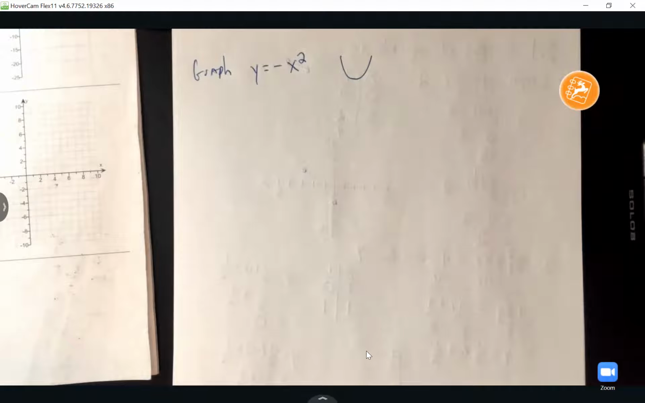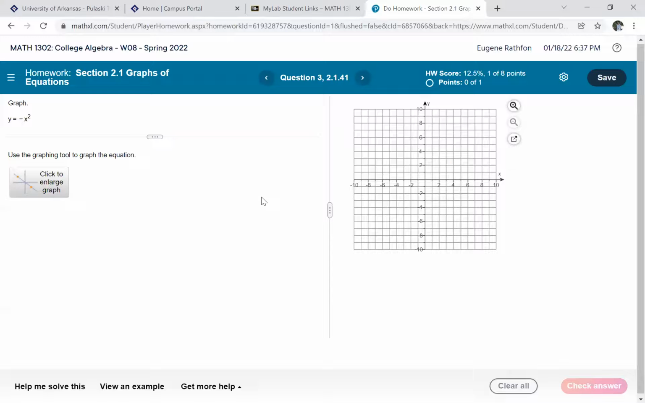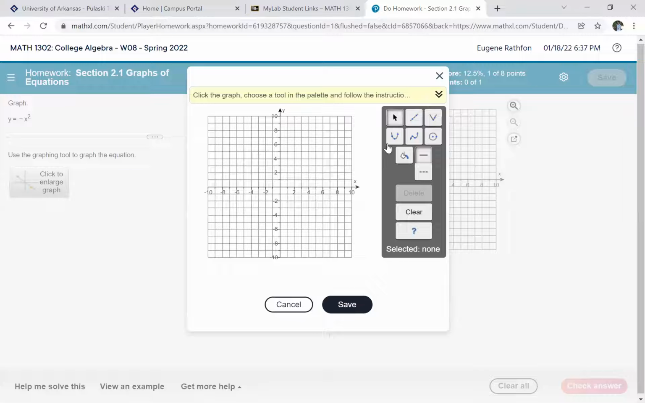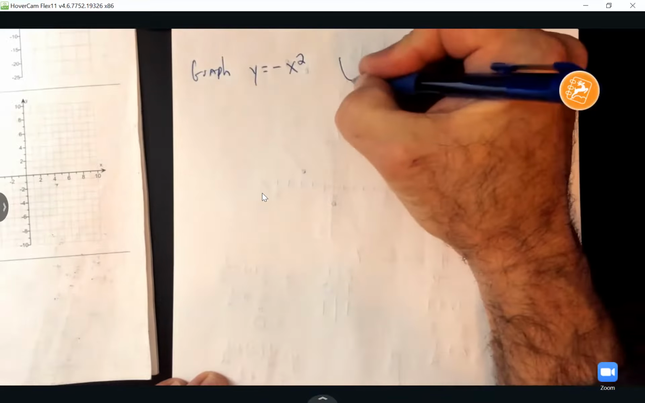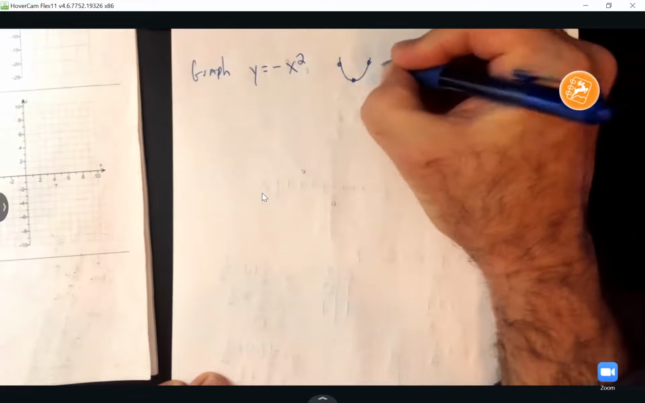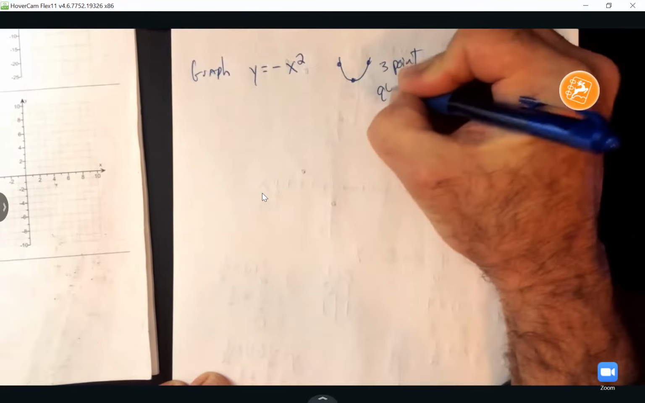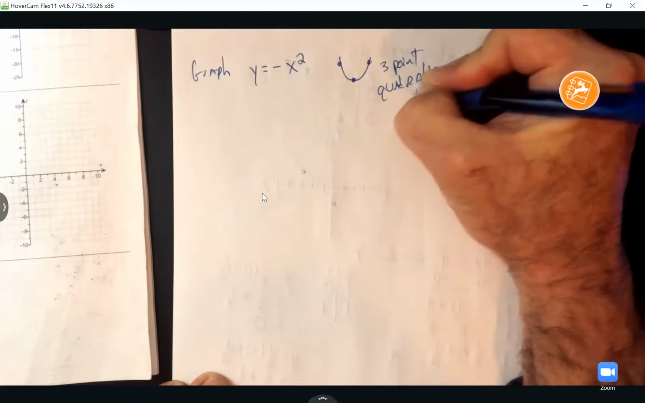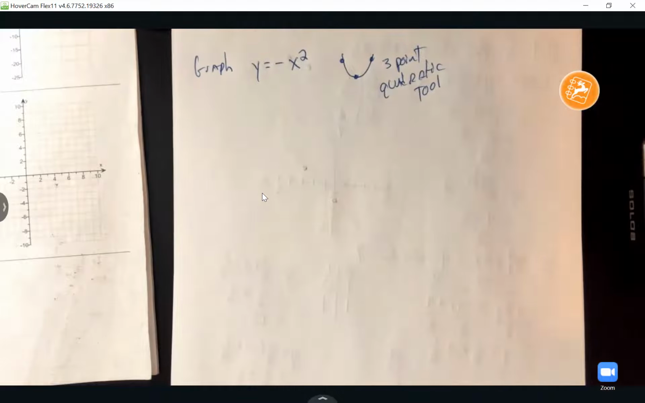So let's go to MathLab and let me look at something real quick. If you notice on MathLab, if you enlarge the graph, over here, the U-shape tool, it says you need 3 points for the quadratic tool, okay? So this is going to be a 3-point quadratic. Cool. So any of the x squared graphs are going to be the three-point quadratic tools, okay?